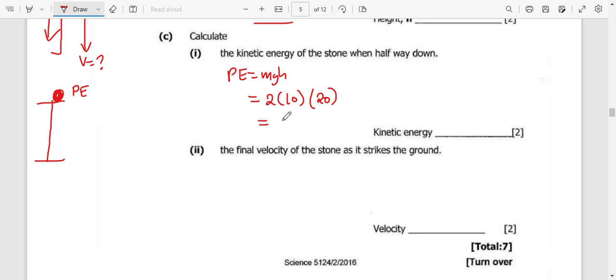That means the potential energy is going to be 2 times 10, which is 20. 20 times 20 is 400. Energy is measured in joules. So that's the energy on top.